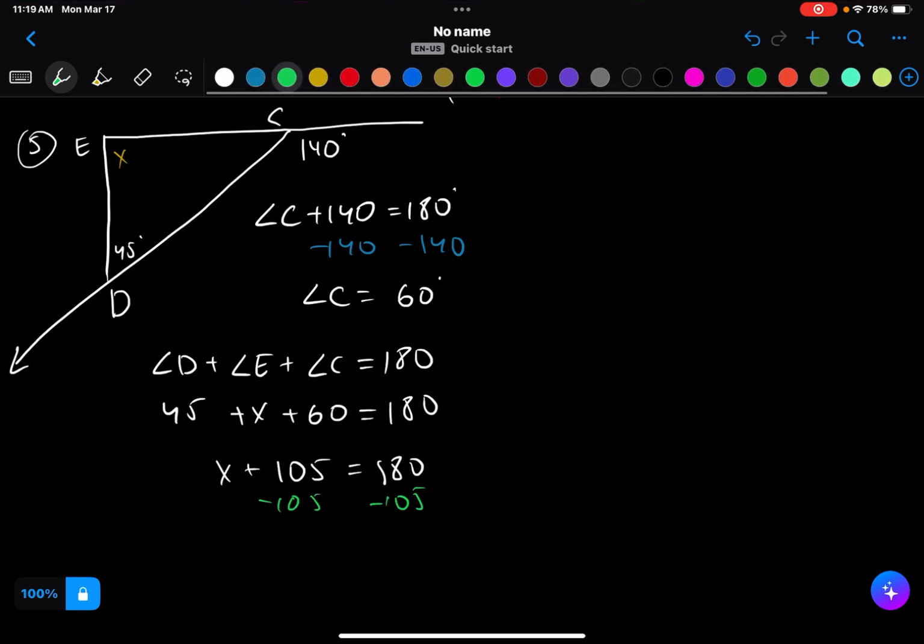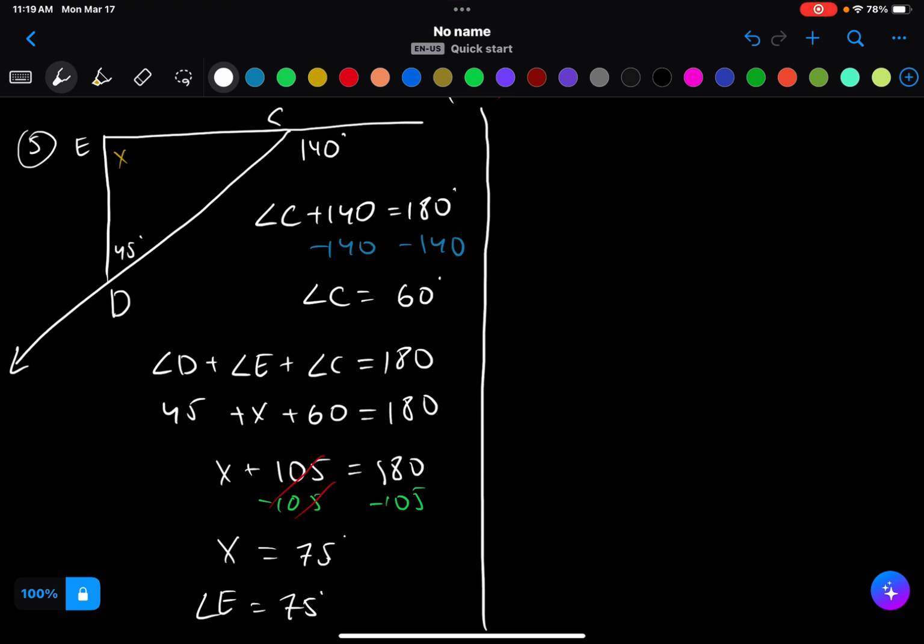And X, oops, these go away. So X is just going to be 75 degrees, which also means our missing angle E is 75 degrees because that's what X was. So that's number 5. Number 6, you have a triangle that looks like this, hopefully.